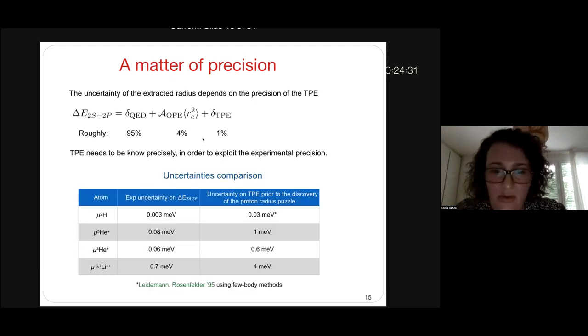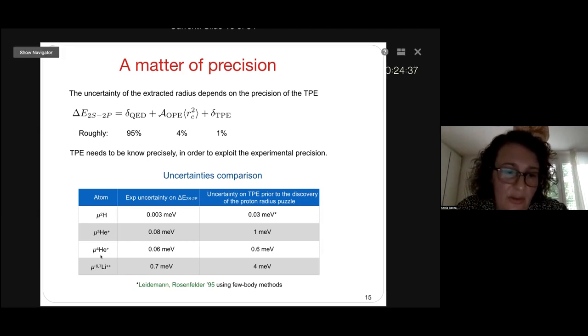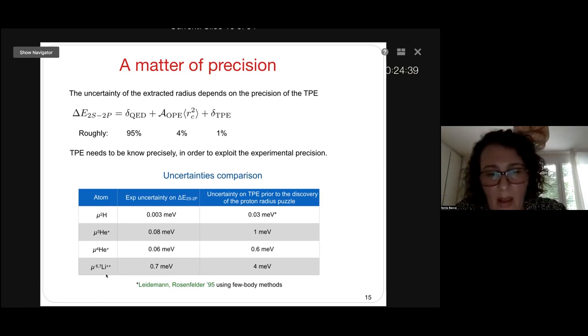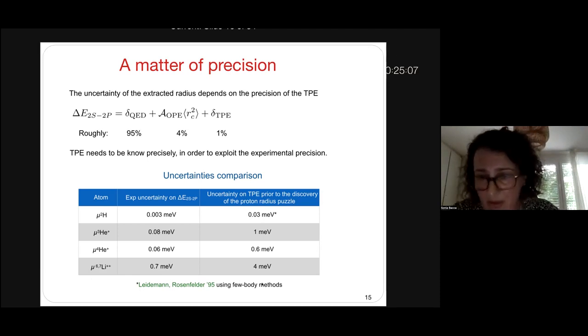the experimental precision. To show you that, I pulled up a table that looks at the various muonic atoms: muonic deuterium, helium-3, helium-4, lithium. Here you see the uncertainties by which you can measure this Lamb shift, so the experimental precision. And in the other column, you see the uncertainty of the calculation of the delta TP. This is all before the proton radius puzzle, and you see that the most precise one was for the deuteron, this work by Leidemann and Rosenfelder. The others have large uncertainties, typically at least one order of magnitude larger than the experimental one, and they were obtained by looking at experimental data.